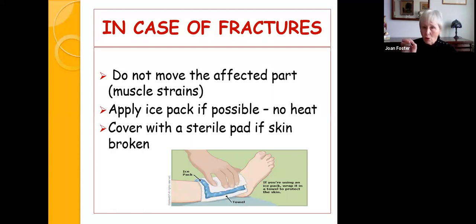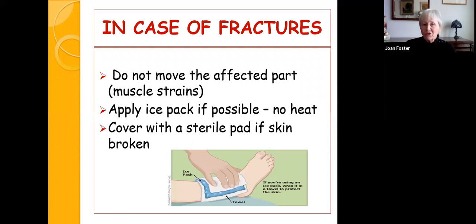You can apply cold, and sometimes there is a fracture that breaks the skin. We call these open fractures, where unfortunately the bone has broken and then gone through the skin. You don't see the bone through the skin because often it moves back into place, but the skin is broken. And if the skin is broken, you have to, as soon as possible, protect that area because you don't want infection in that area.